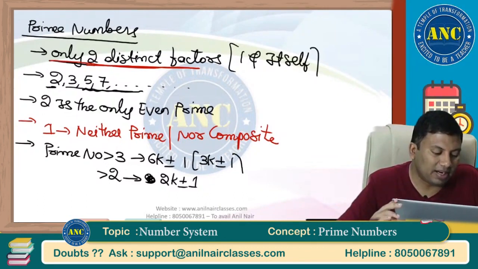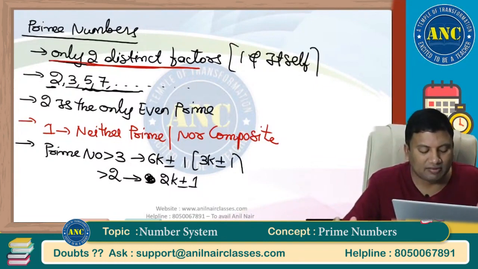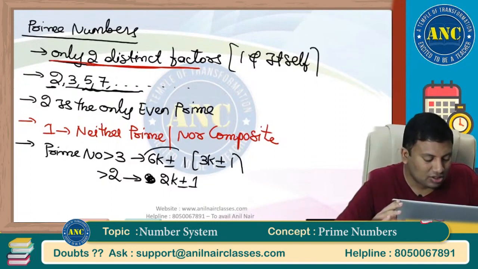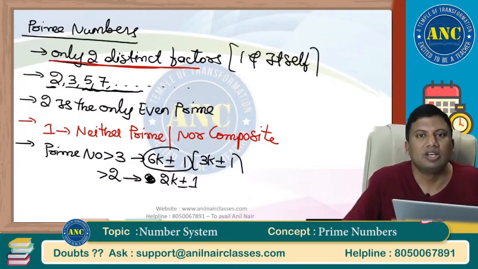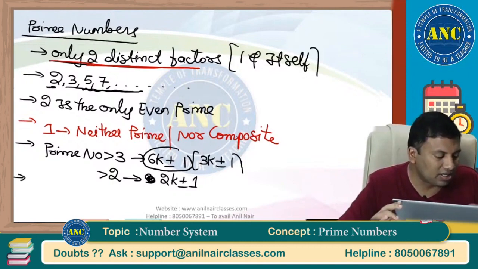Any prime number greater than 3, such as 5, 7, 11, 13, 17, 19, is of the form 3k plus or minus 1. So, in generic, we will use 6k plus or minus 1.